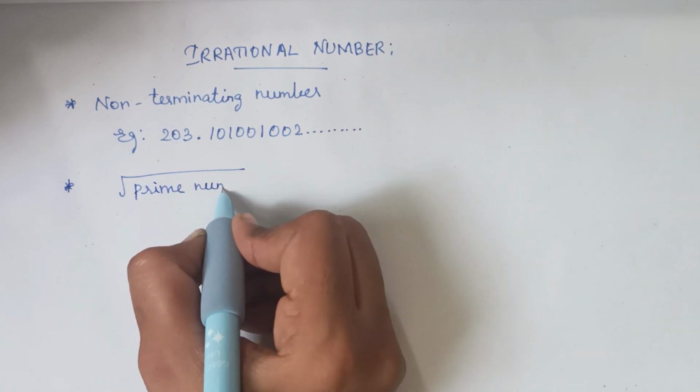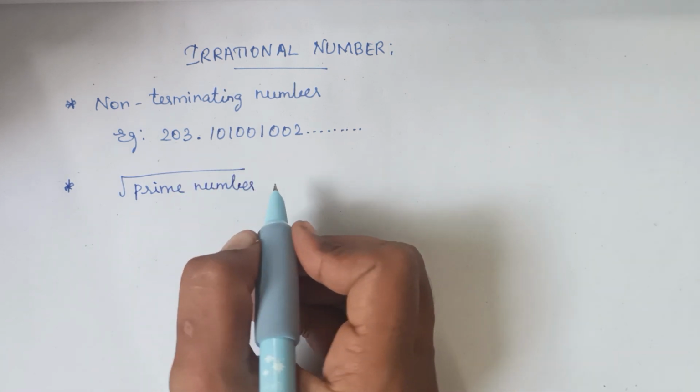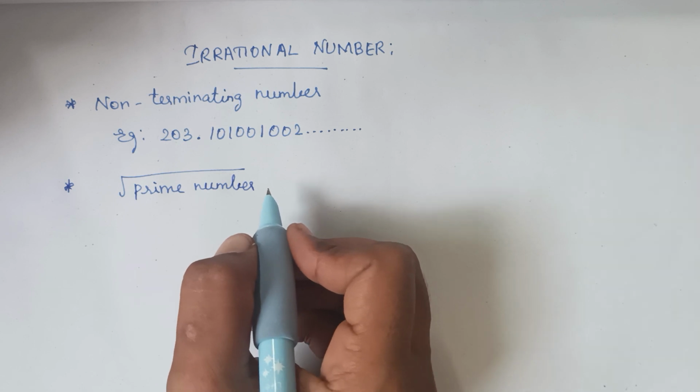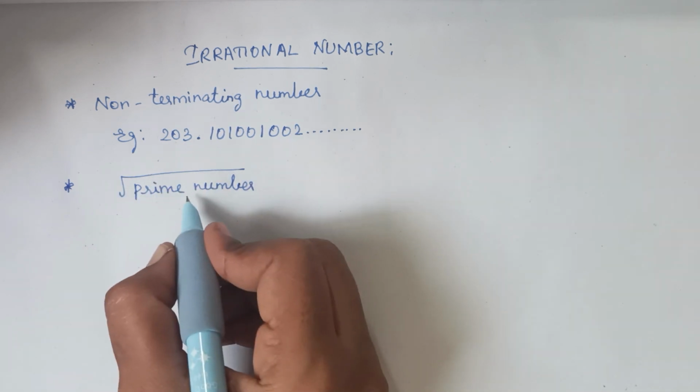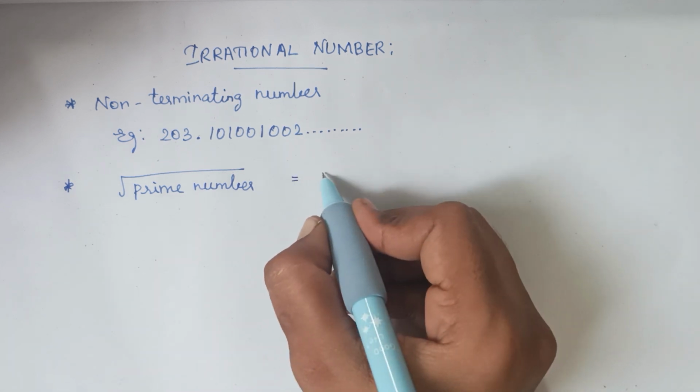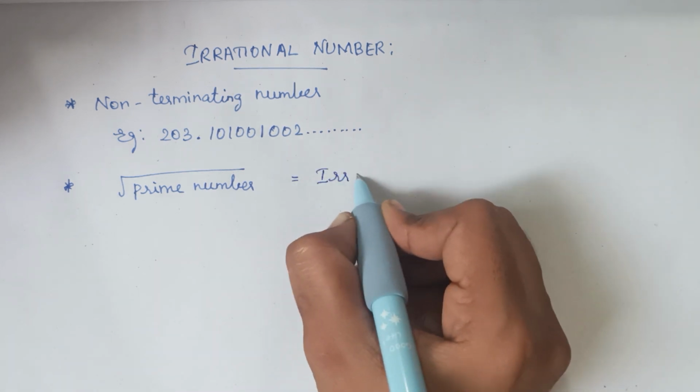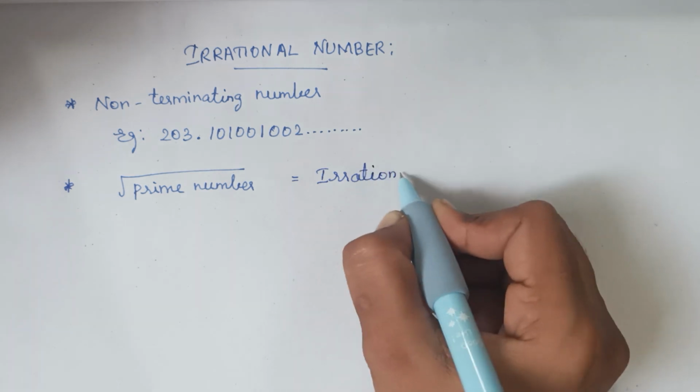And then root of prime number. The second one is root of prime number. A prime number means it is divisible only by 1 and by the same number. So if we take the root of a prime number, it is also considered an irrational number.